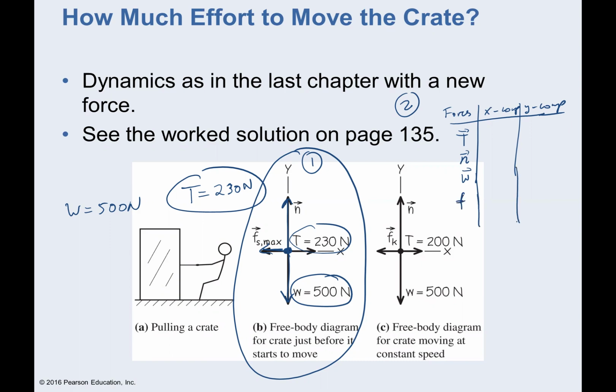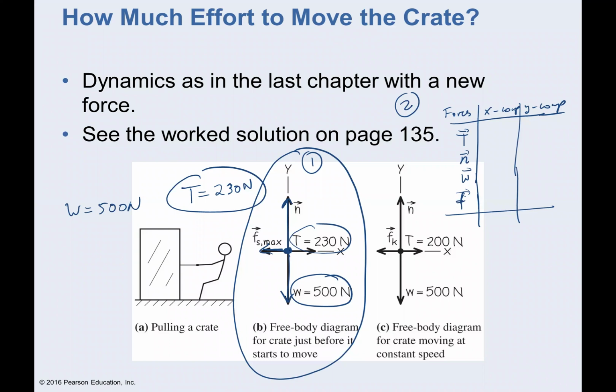By the way, at this point, I don't know if this is static friction or kinetic friction. The reason I don't know is because I don't know the value of the maximum static friction. Remember, I have tension as 230. If the maximum static friction is greater than 230, let's say 300, that means static friction here can exert a 230 newton force to the left and cancel this 230 tension force.